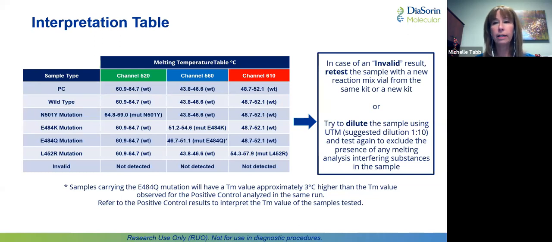In the case of an invalid, you can retest the sample with a new reaction mix vial from the same kit, or try to dilute the specimen with UTM, and we're suggesting 1 in 10 dilution, and try to test again. And the reason for this is this assay is a little bit different with a melt temp analysis. And there can be inhibitors present in the specimen that do not inhibit regular qualitative PCR, but may impact our melting curve analysis. And I'll show you an example of that next, okay?